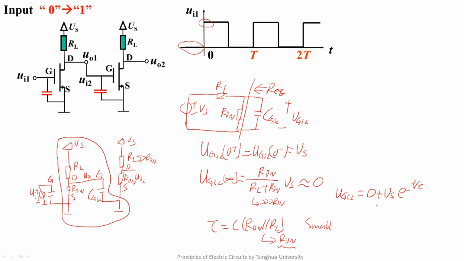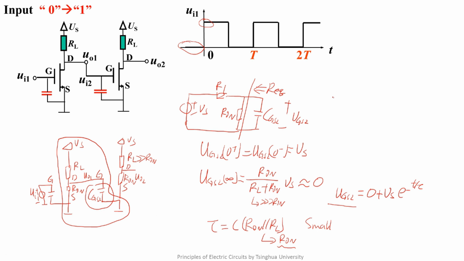By applying the three elements method, we get the time domain expression of UGS2, that is, UGS2 decays from US to 0 with negative exponent. When UGS2 decays to lower than some value, the DNS of the second MOSFET becomes open circuit. So we can see that with the impact of the parasitic capacitor, when the input changes from low level to high level, the output cannot change from low level to high level immediately.